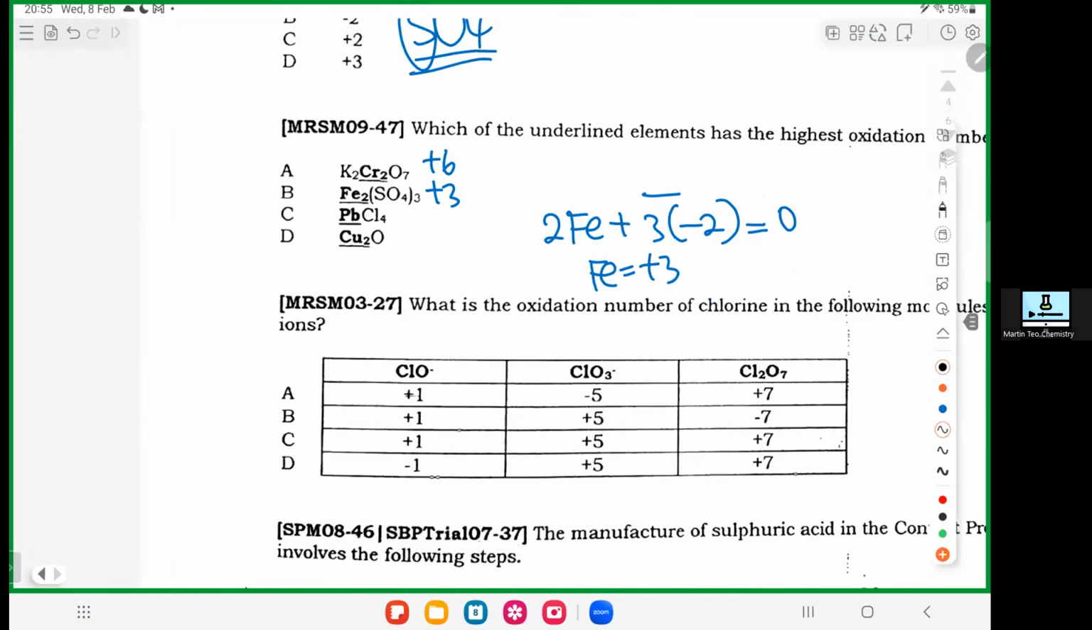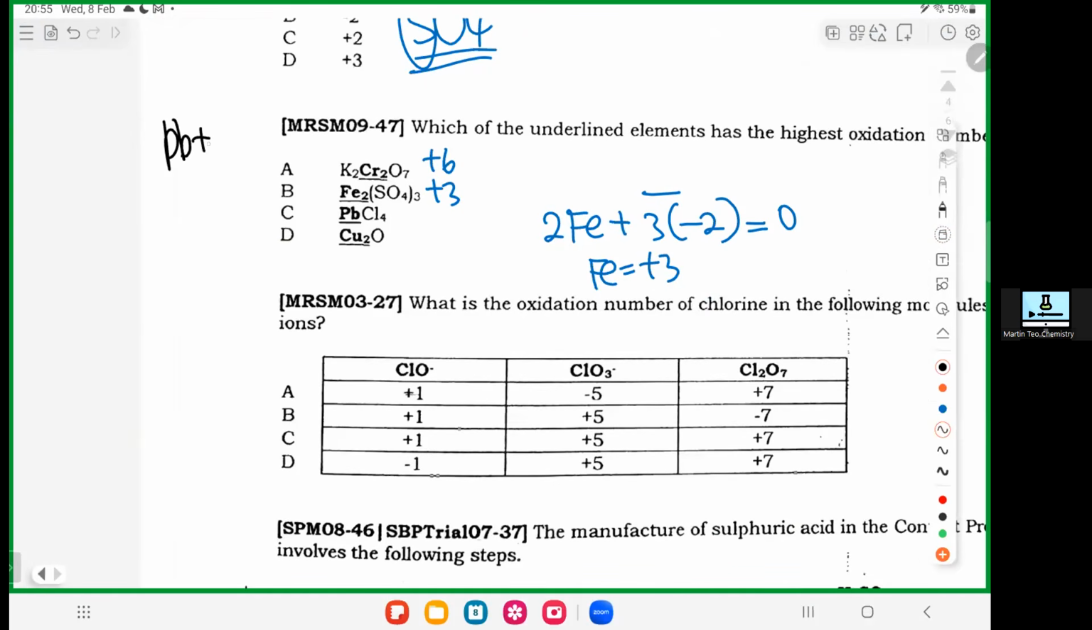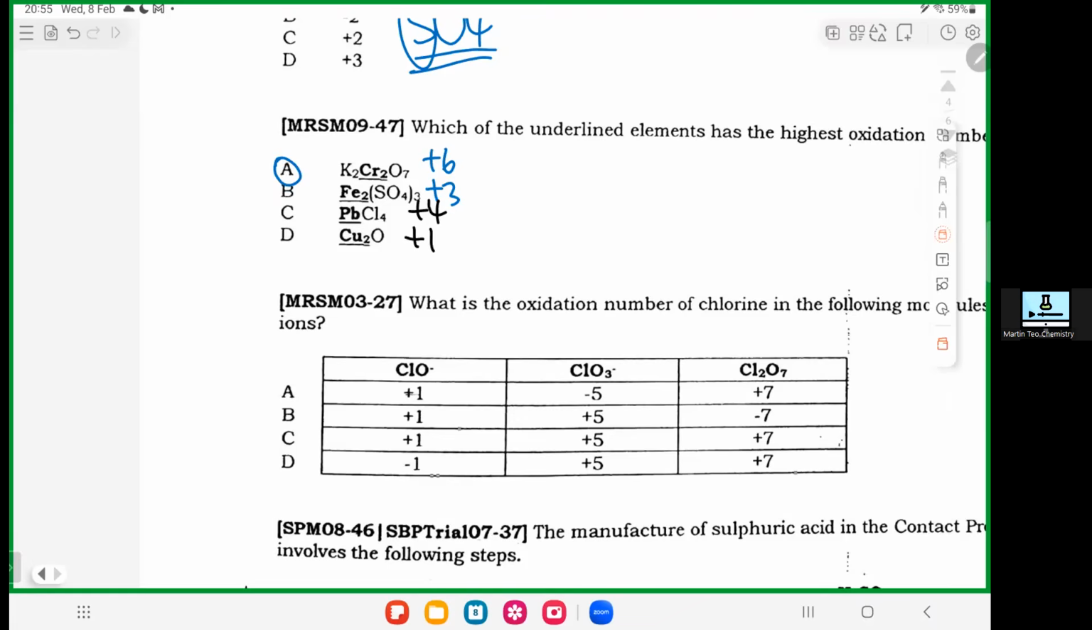So same thing, this one easy, like PbCl4. Pb add with Cl is -1 times 4, equal to 0, plus 4. So this one I do it quickly, +1. So who has the highest oxidation number? This one. It's the same thing, but they just ask in a slightly different way.